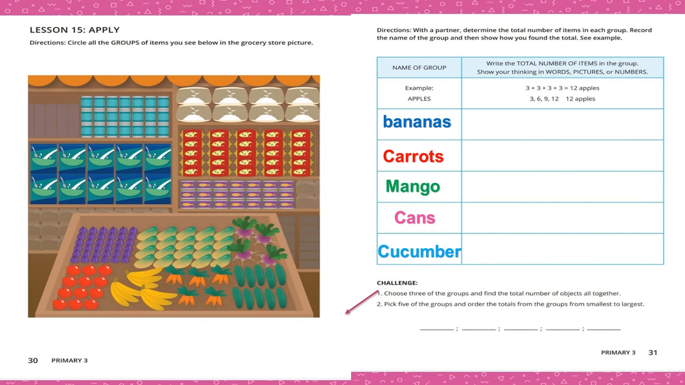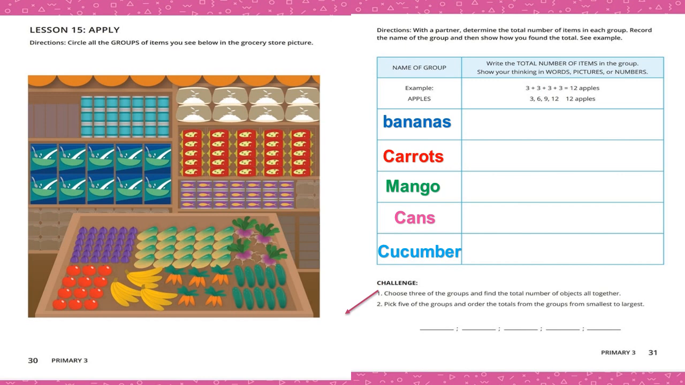For example, apples. Apples are arranged here in array, and this array has 4 rows. Each row has 3 apples. Then we add 3 4 times. 3 plus 3 equals 6. 6 plus 3 equals 9. 9 plus 3 equals 12.